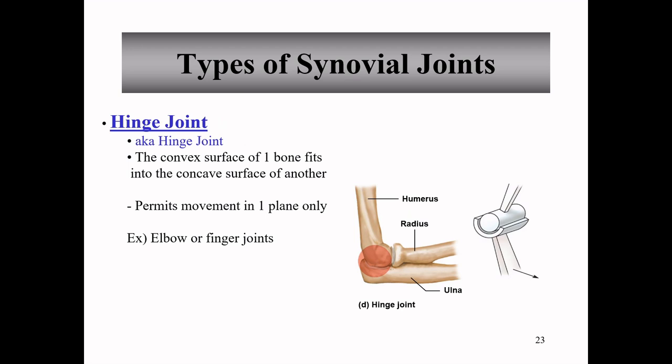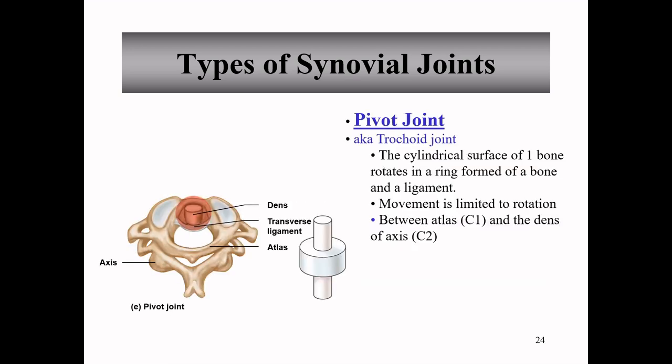Hinge joint. Convex surface of one bone fits into the concave surface of another. What makes hinge joints special? They permit movement in one plane only. You can only really do one thing with a hinge joint. It's only going to bend in one direction. So we see this with our elbow, specifically with the ulna of our elbow, and our fingers as well are going to be hinge joints. You can flex and extend your finger, but that's all you can really do with those digits.